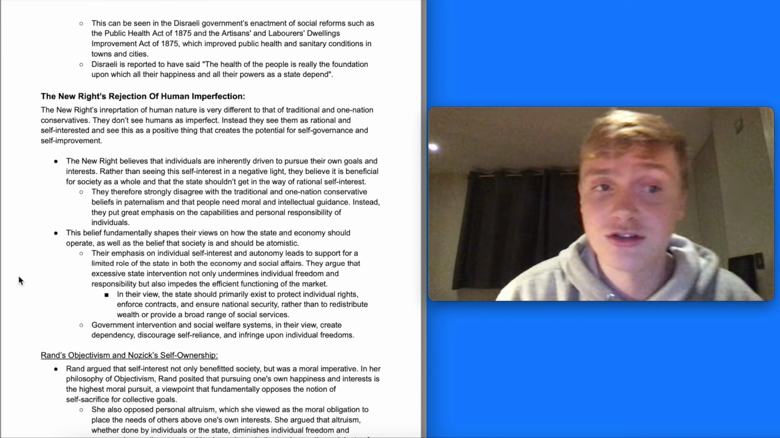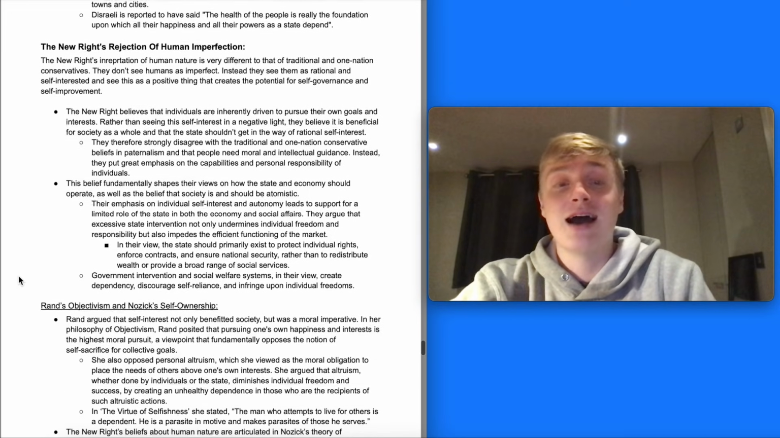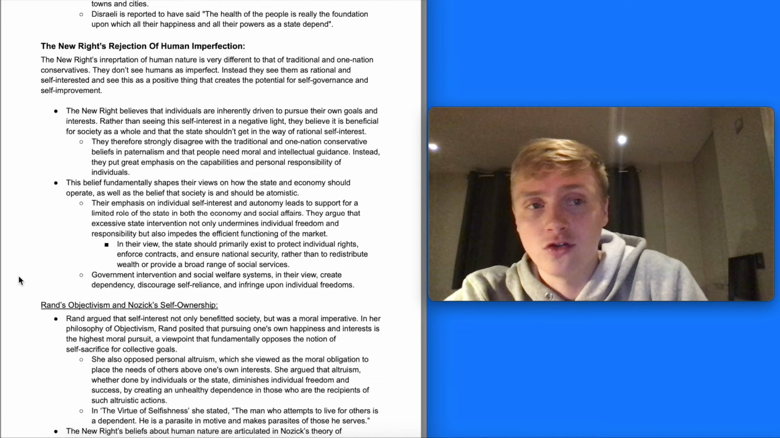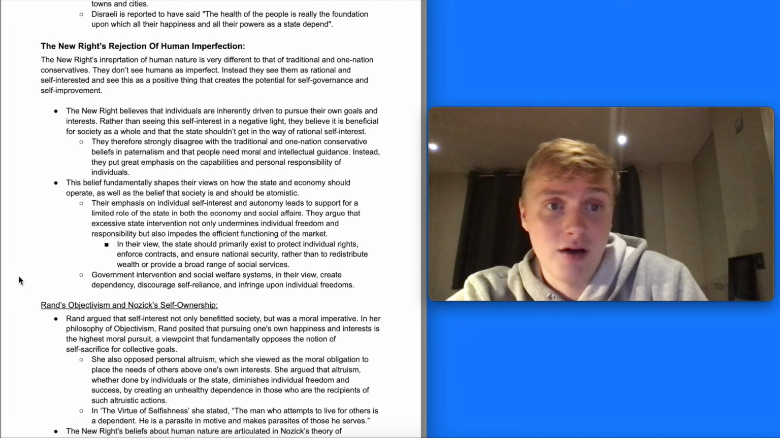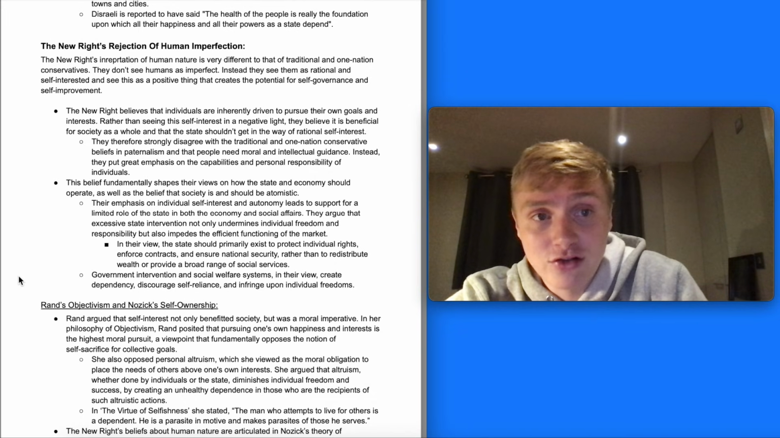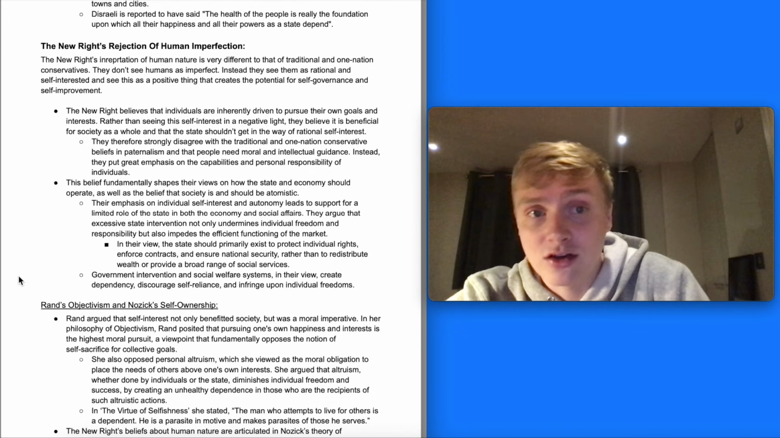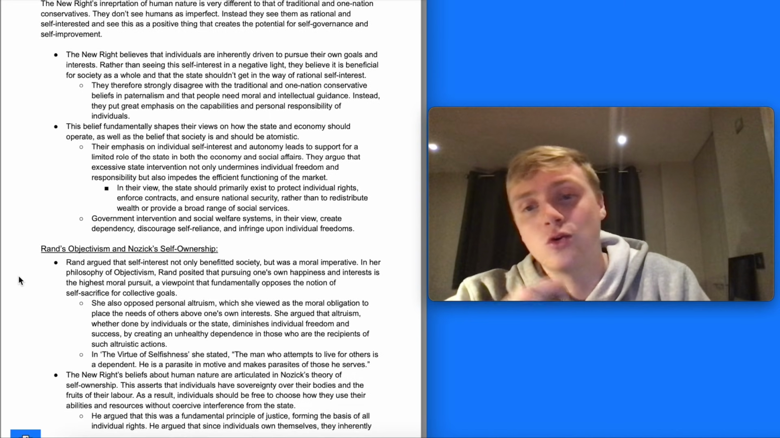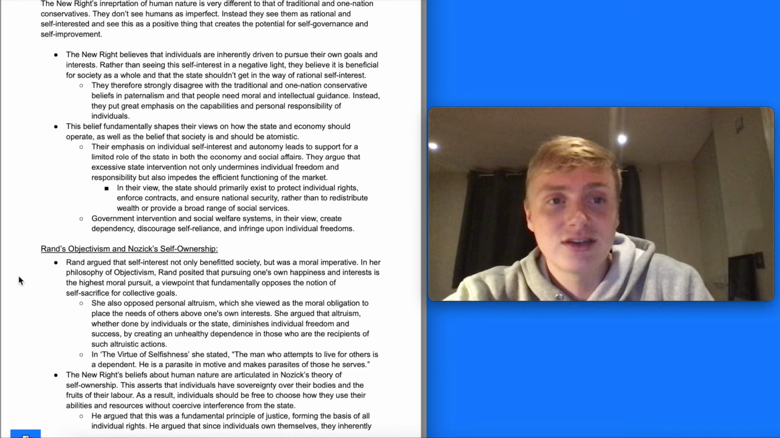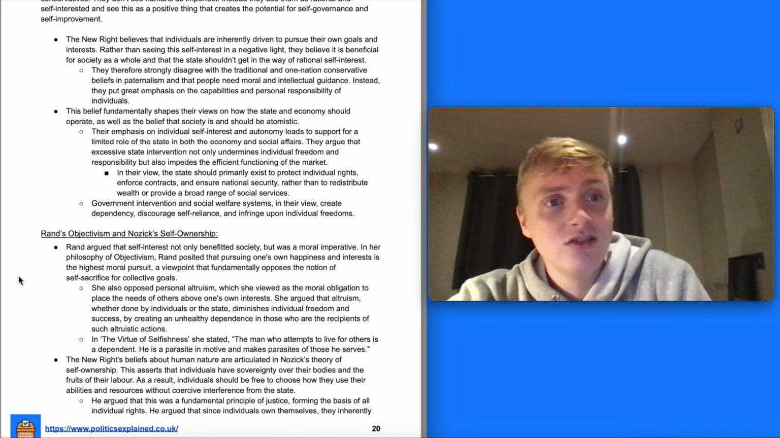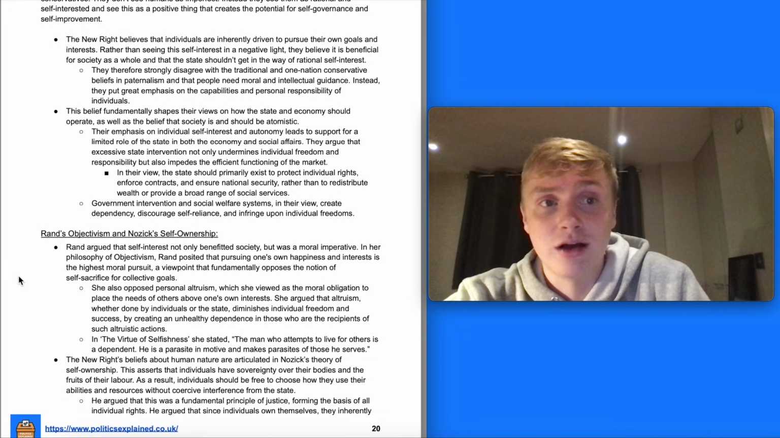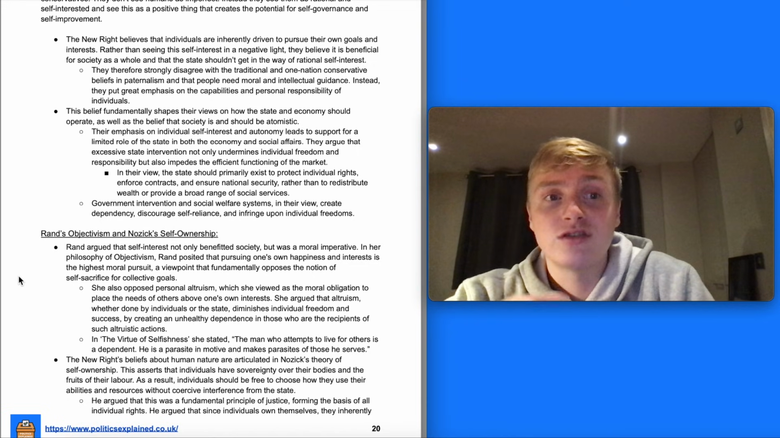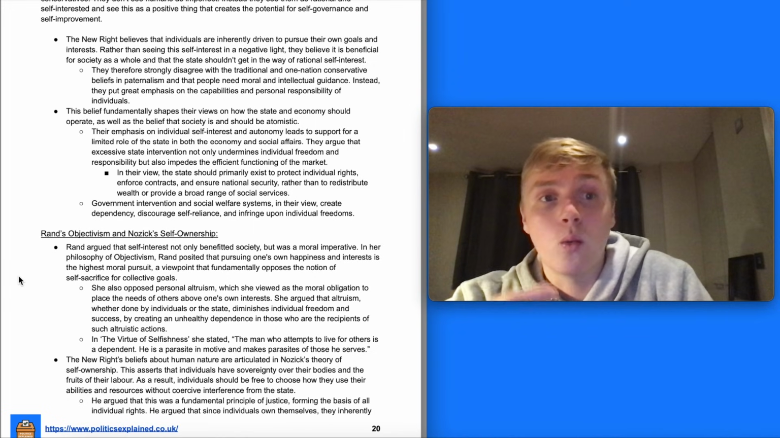The new right really differs, and they effectively reject human imperfection. So it's very different from traditional one nation views on human nature. They don't see humans as imperfect. Instead, they see them as rational and self-interested, and they see that as a positive thing that creates the potential for self-governance and self-improvement. So they are very much influenced by the classical liberal tradition and beliefs rather than conservatism. They believe that individuals are inherently driven to pursue their own goals and interests, and rather than seeing this in a negative light, they believe it's beneficial for society as a whole, and the state shouldn't get in the way of it.